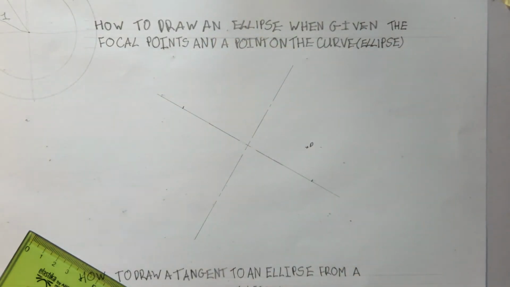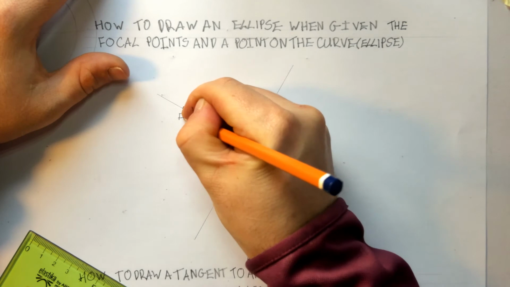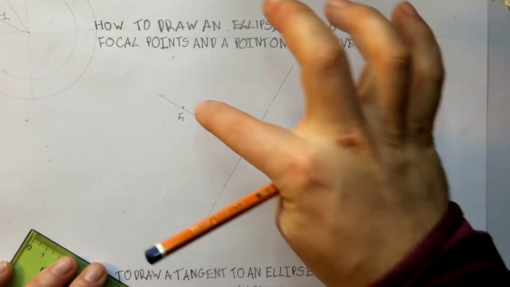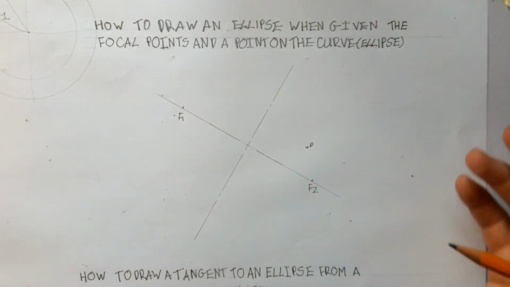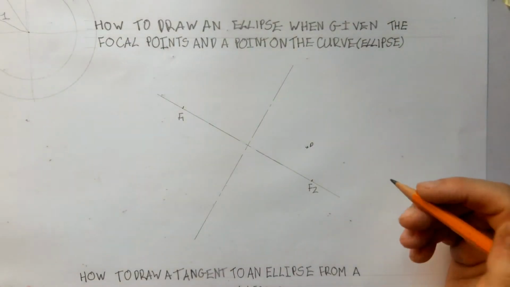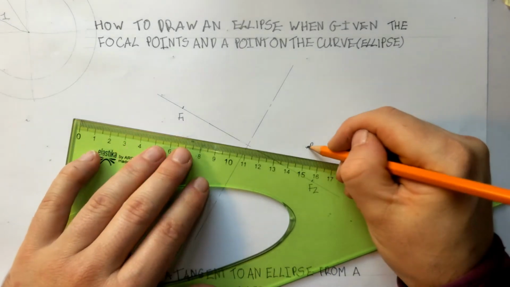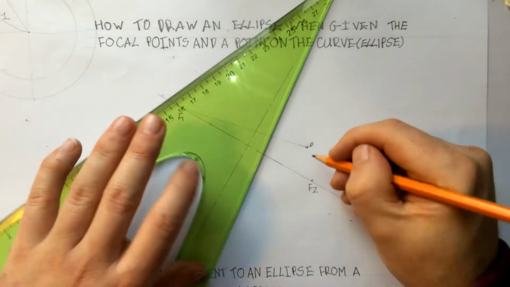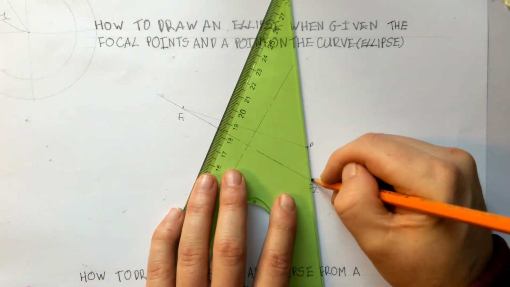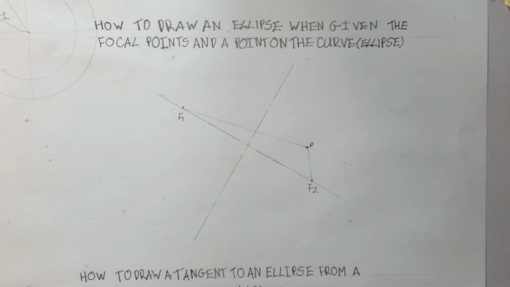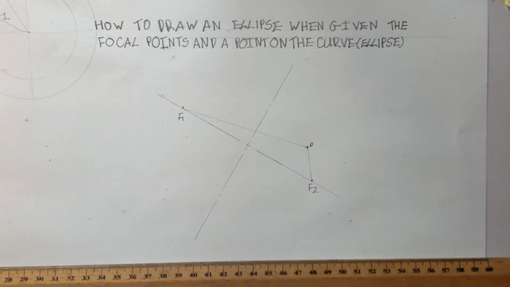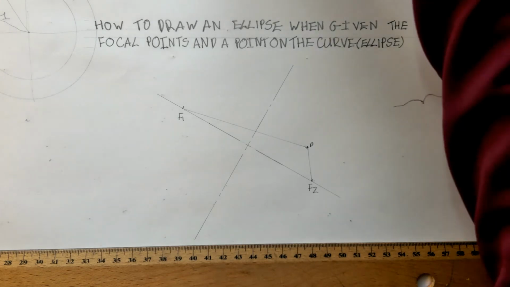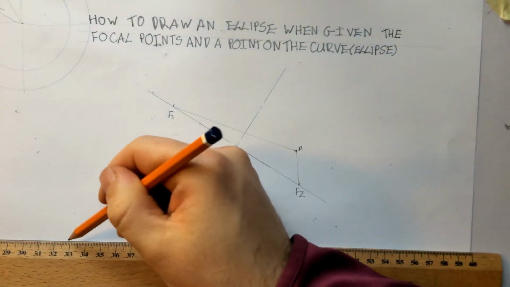So here we have our focal points, F1 and F2. Now, F1 to P and P to F2 is the length of the major diameter. So I'm going to join F1 to P and P to F2. Okay, now you can draw a construction line along the bottom of your question.